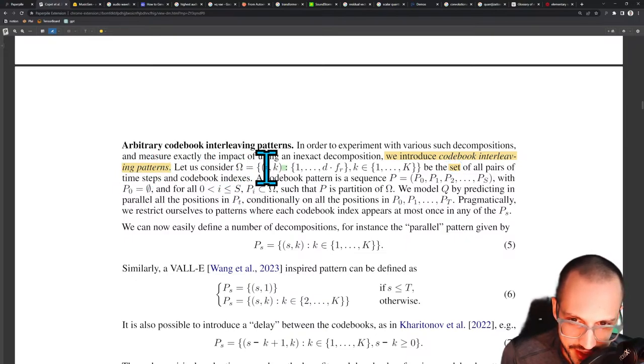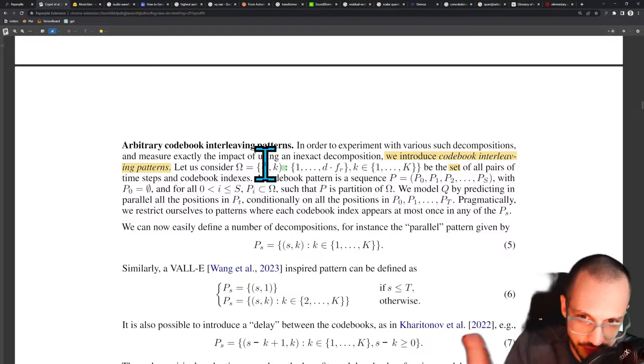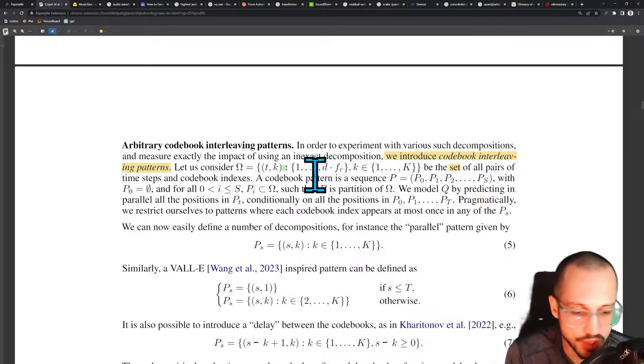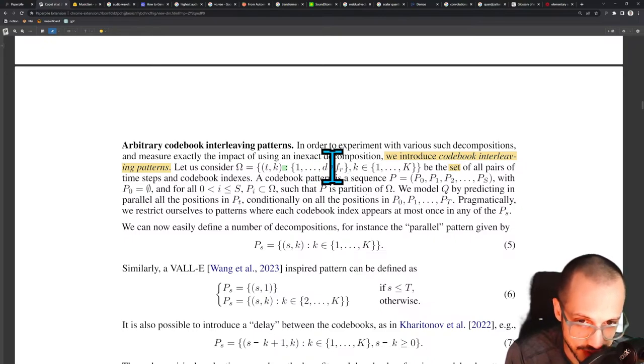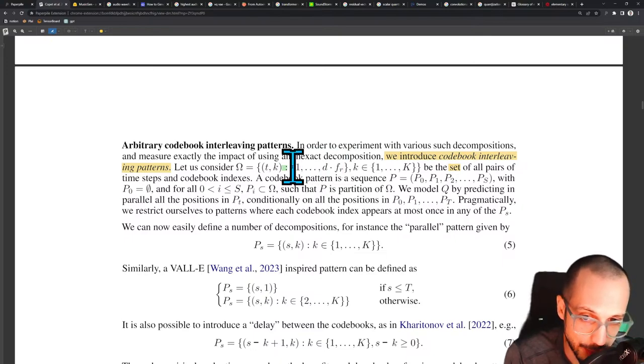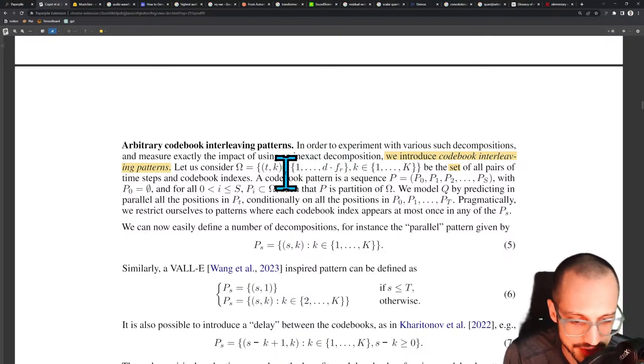Okay, so Omega is a set of tuples, basically, where you have some time step T, which is how far along the sequence of tokens you are, and then K, which is which alien dictionary are you using. T is a set of 1 all the way to D times FR. So how many time steps are there? What is the length of the sequence? It's basically D times FR, the duration of your audio times the sample rate. And of course, these are indexed at 1 rather than 0, which is annoying because if you actually go into the code, they're probably indexed with 0 because that's just the way it works. And then you have K total alien dictionaries.